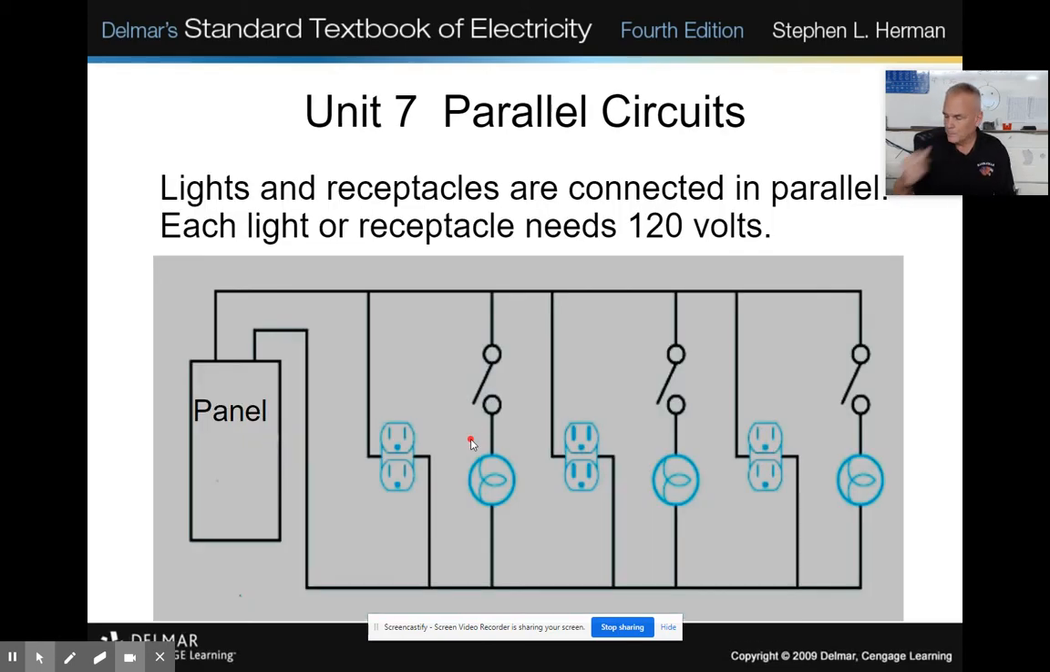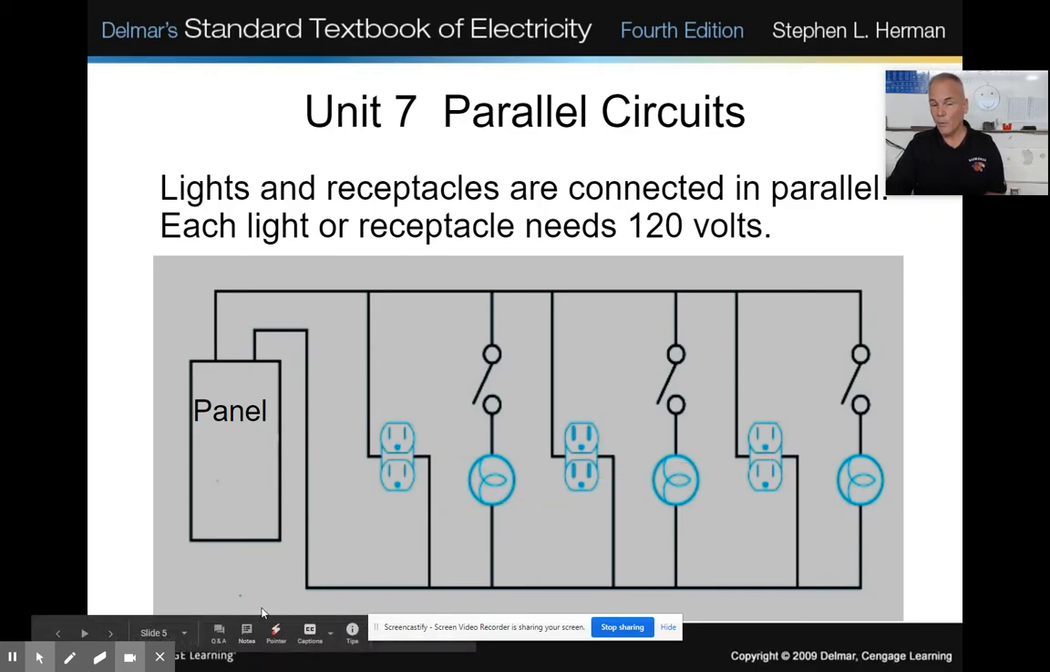This is a drawing. This is a panel maybe in your house or wherever you live, or in our room here we have a panel, and the circuit goes out to the receptacle and to the light with a switch, another receptacle, a light with a switch, another receptacle and a light and a switch. All these are in parallel with each other.